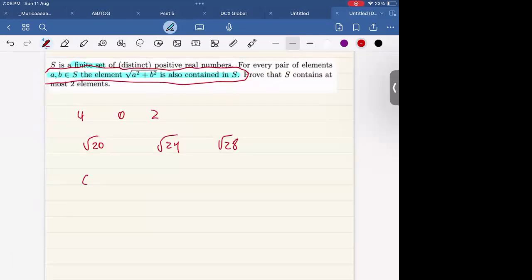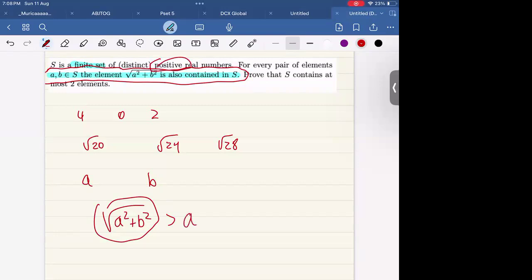So let's say it has three or more elements and it's finite. Then you consider the maximal element. Let's say it's A. Now, because it has three or more elements, you know another element is non-zero. Let's say that's B. So we also know that root over A squared plus B squared is in the set. And since this is a positive number, as this is a set of positive reals, we know that this must be greater than A. But that's a contradiction. You know why? Because we assumed A to be maximal. Is that okay with everyone? Yes. Anyone has any doubts?